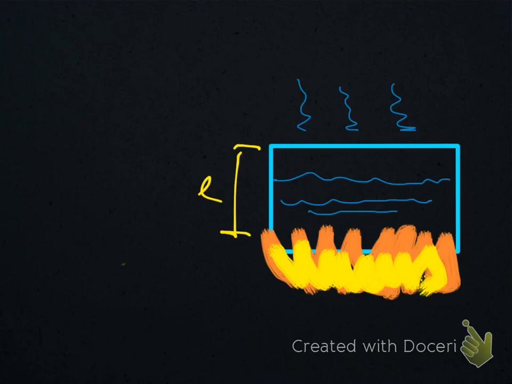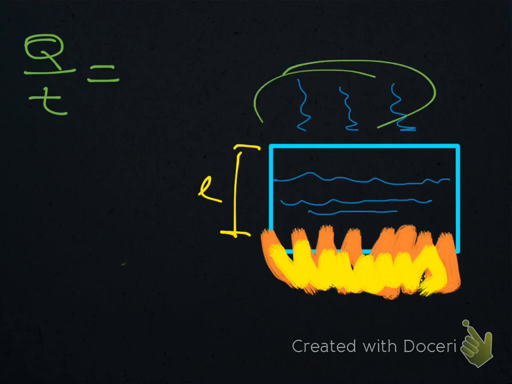Let me change my color. I'll take green. So the heat current will be the amount of heat gained by the water vapor, which we can obviously calculate by mL, where L is the latent heat of vaporization of water and m is the mass of the water involved, divided by t. So we can basically do this calculation.